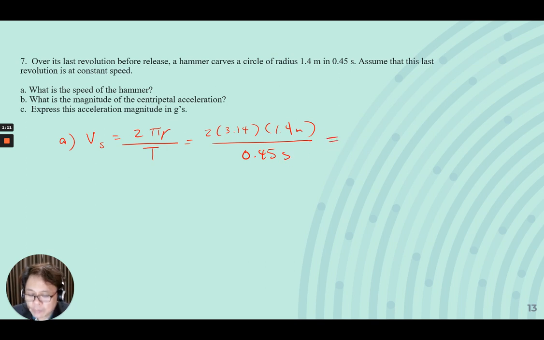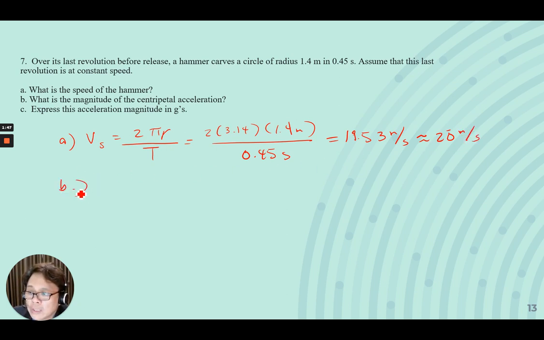Okay, so let us compute 2 times 3.14 times 1.4. Okay, you will get 19.53. Okay, this is 19.53 meters per second. So we round this off to 2 SF. You will get an answer 20 meters per second. Okay, this is our answer for letter A.